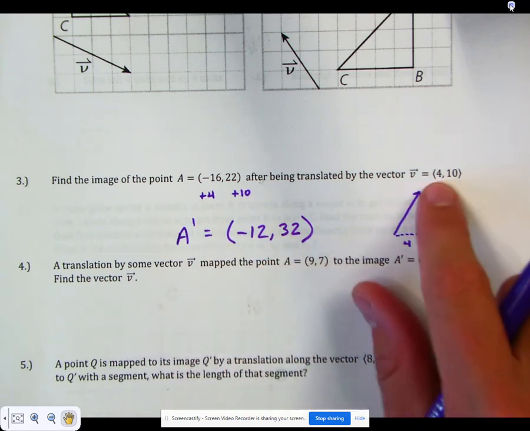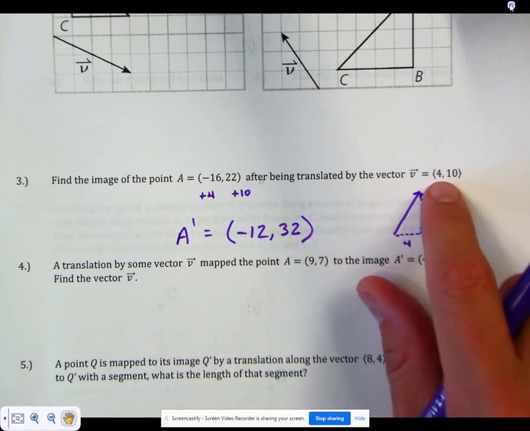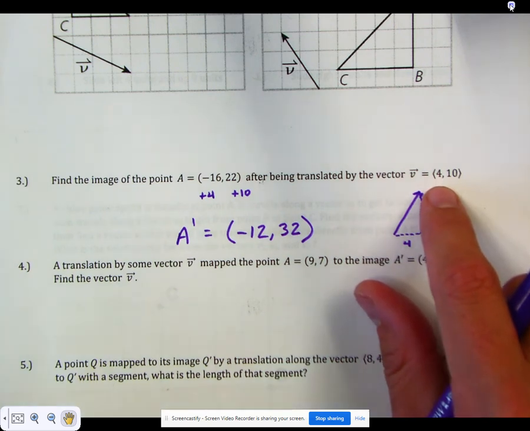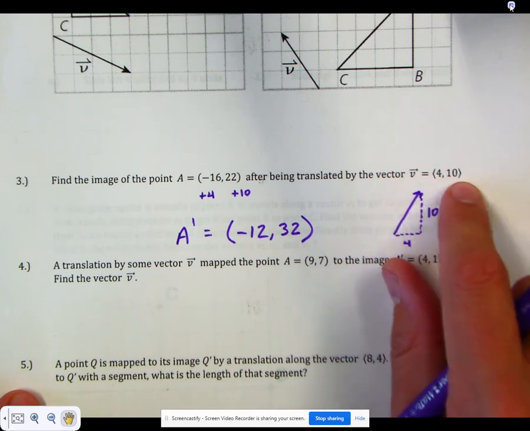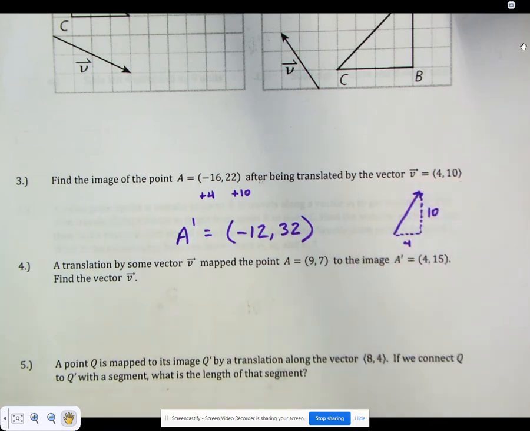So when you see a vector like that, you can think of this as a way of saying every point that undergoes this translation is going to have 4 added to the x and 10 added to the y.